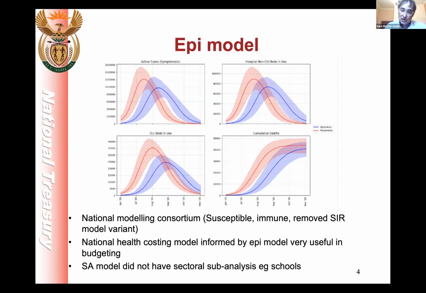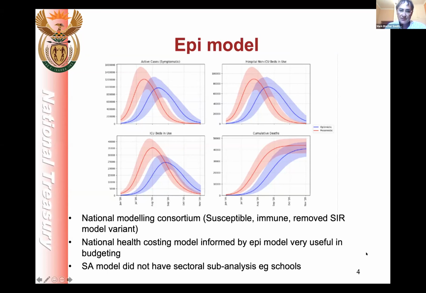And then also we had a national costing consortium in the health sector. So this was able to develop, based on the EPI model, a whole costing model, which led to a national budgetary response and informed this 20 billion budget allocation. So this was all very useful, but the national model didn't really have sectoral sub-analysis, like I think the UK and some other models do. It didn't really look at schools or particular sectors in the economy and so on.